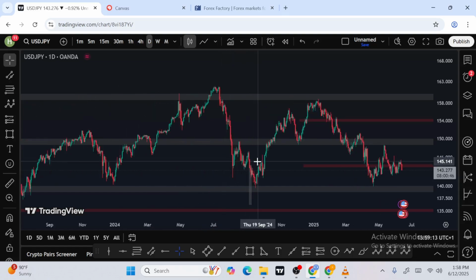Now, I told you that for you to make use of a confluence, you have to do what? Get your elements of technical analysis very correctly. Now, let's do a backtesting on USDJPY.